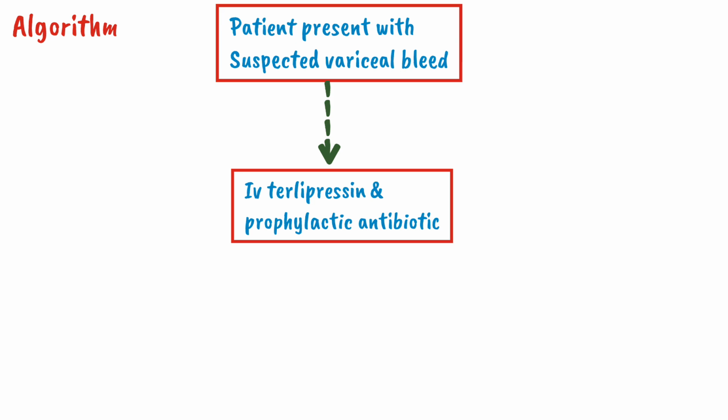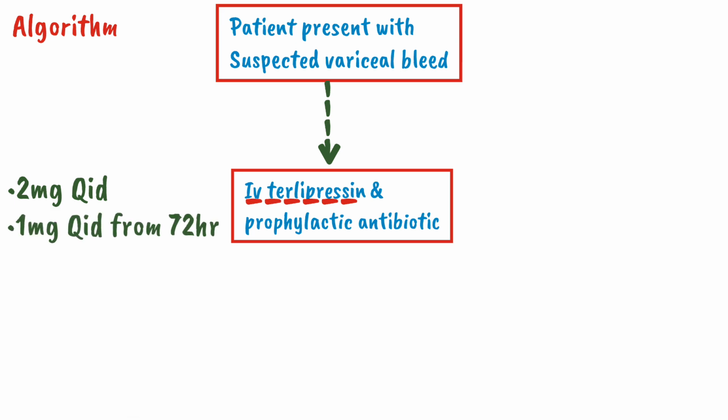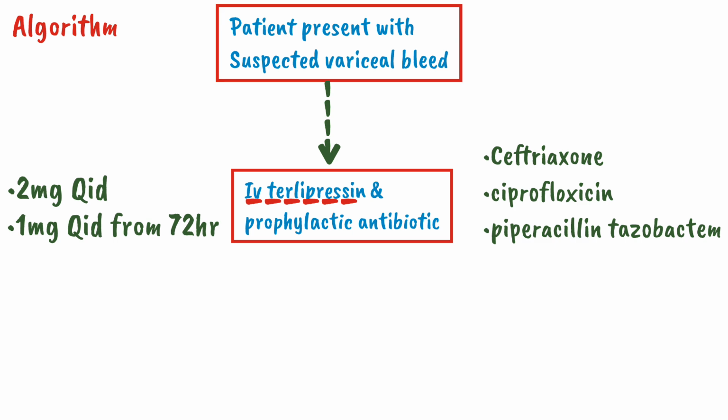The terlipressin is a synthetic vasopressin, and we give the terlipressin in the form of intermittent injection in a dose of about 2 mg QID till the bleeding stops. And once the bleeding is stopped, we reduce the dose to 1 mg QID for 72 hours. Along with that, we use prophylactic antibiotics such as ceftriaxone, ciprofloxacin, or piperacillin tazobactam to prevent sepsis.